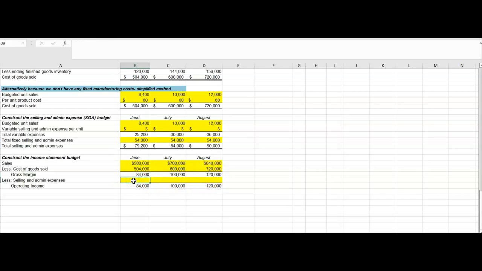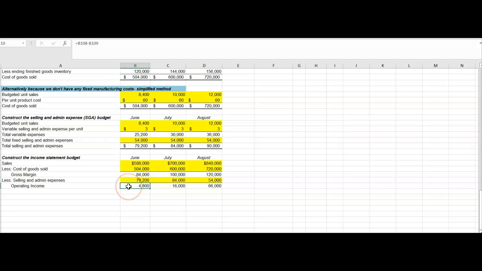Then we're going to look at subtracting out our selling and admin expenses. So those are going to be right up here. So if you look at that, this is our operating income. So for June, our operating income is going to be $4,800. For July, it's going to be $16,000, and for August, it's going to be $66,000.